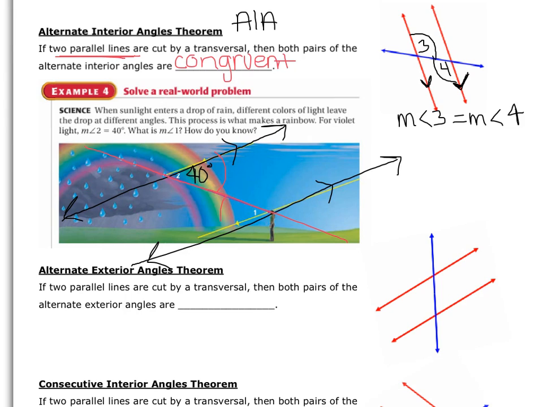They're asking us about angle 1. So I say, what type of angles are those? They're on the inside. They're on opposite sides of the transversal. So these are actually alternate interior angles. Well, we just talked about right here that alternate interior angles are congruent. So if the measure of angle 2 is 40, then the measure of angle 1 is also 40 degrees, because alternate interior angles are always congruent if the lines are parallel.